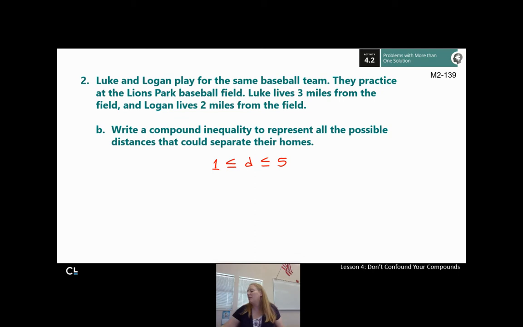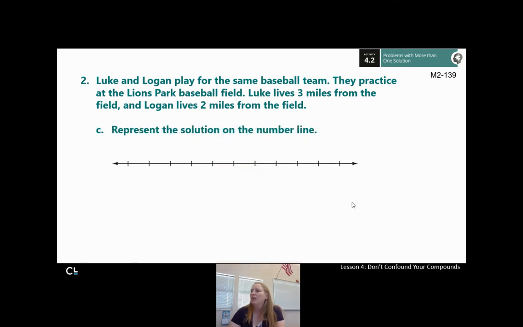So D's got to be somewhere in between, and look what we just wrote. We just wrote the compound inequality that represents it. This is definitely a compound inequality, which means it must have used the word and in it. We didn't see the word and, but it was there. So let's go to part C.